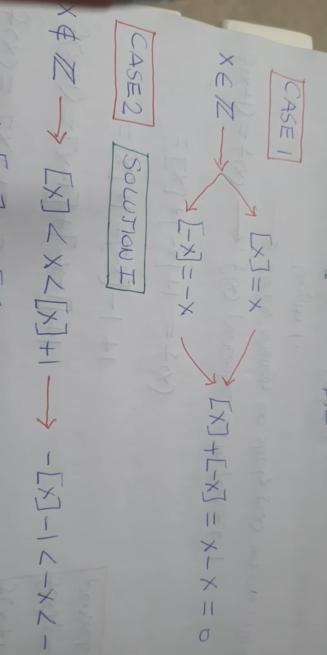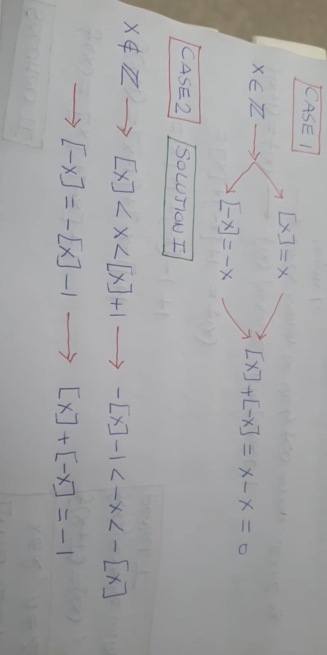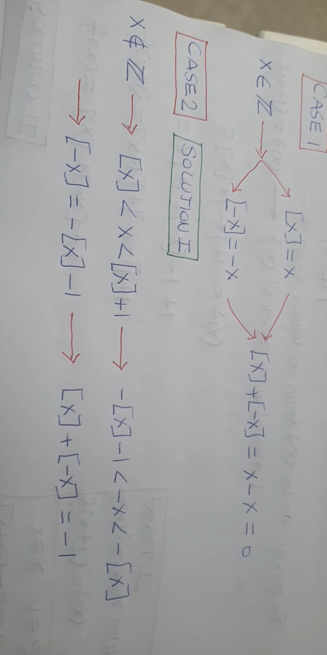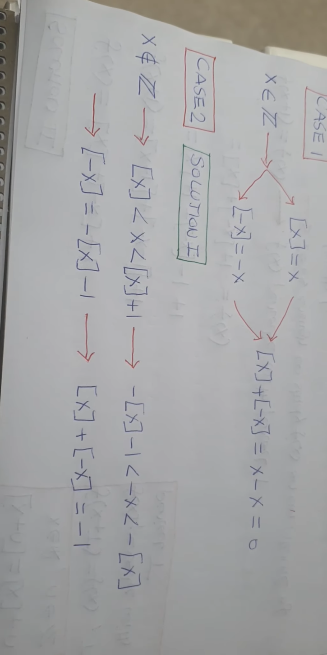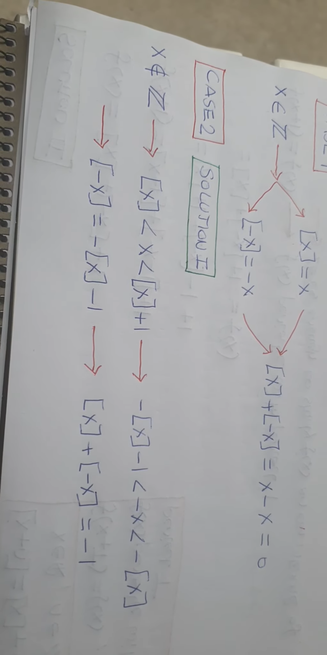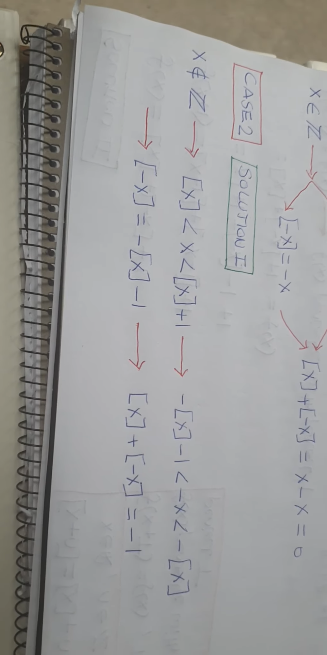Now when it comes to case 2, that is when x is not an integer, I'm going to do two different solutions. The first one goes after the exact definition of the integer part, and the second one is a bit more sophisticated. So let's start with the first solution.